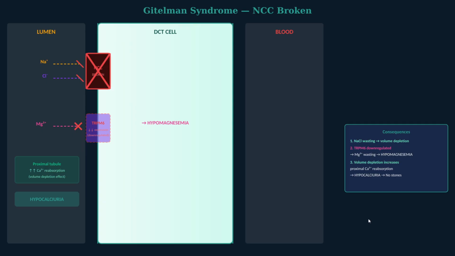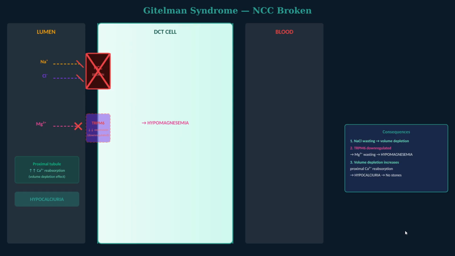So the calcium stories are completely different. In Bartter, calcium can't be reabsorbed in the thick ascending limb because the voltage is gone. In Gitelman, calcium is reabsorbed more in the proximal tubule because of volume depletion. Opposite effects, different mechanisms, same diagnostic trick. Check the urine calcium.